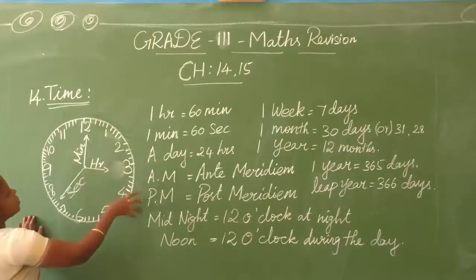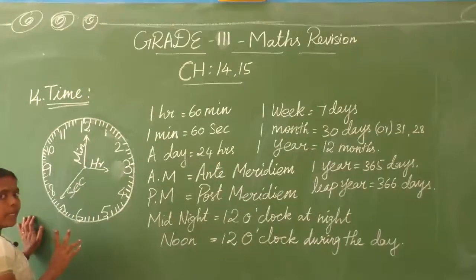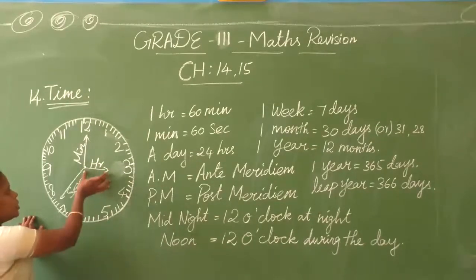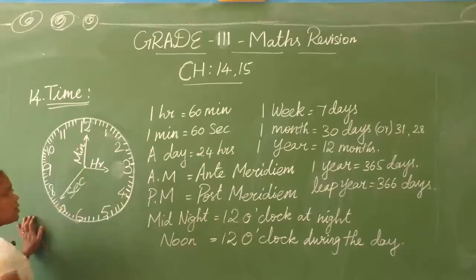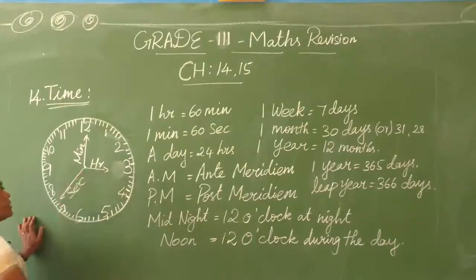Also there are two hands. Mainly two hands are there in every clock. One is short, another one is longer. The short hand is called the hour hand. The longer hand is called the minute hand. M-I-N-U-T-E, minute hand. The longer hand is called the minute hand, and the short hand is called the hour hand, H-O-U-R.